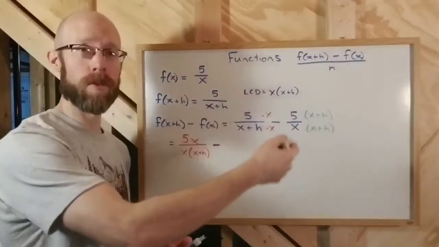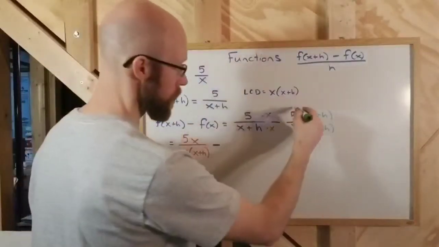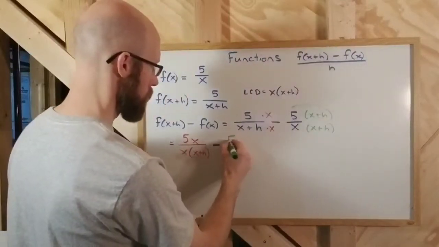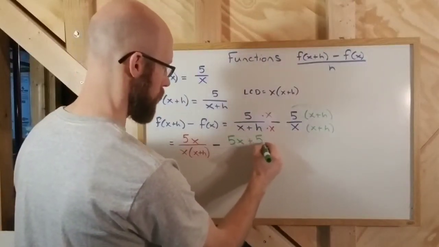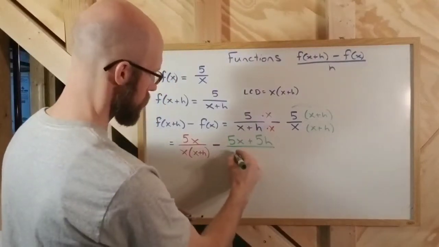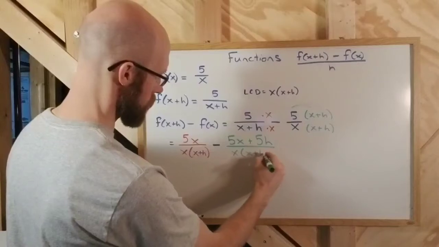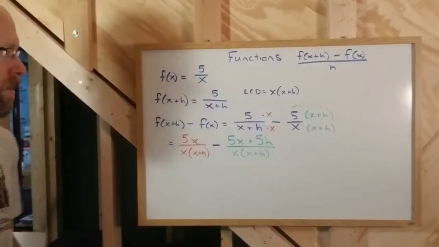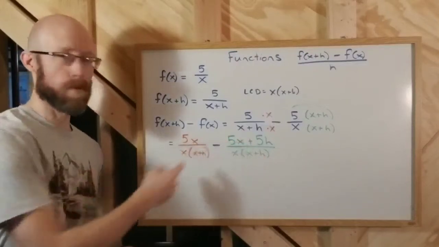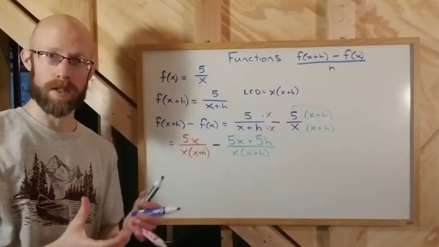Now here on the numerators I am going to distribute them because I'm going to have to combine terms in a moment. So this will become 5x plus 5h all over the denominator, which I'll keep again factored, x times x plus h. Okay. When I combine these fractions, the two numerators combine together. I can combine the terms there.